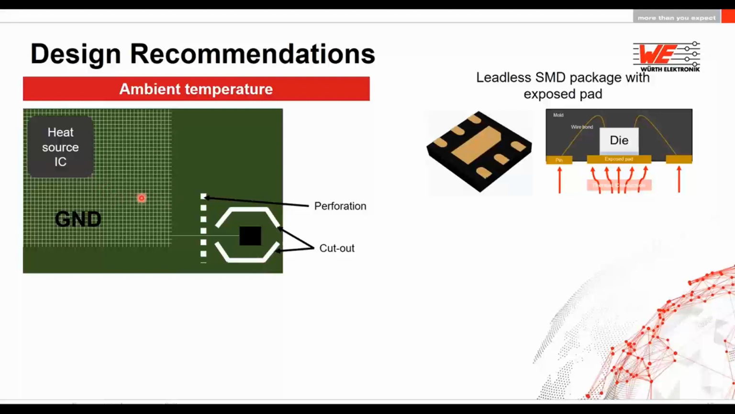Also, the ground plane is the most common thermal conductive element in the whole PCB. So the sensor should be placed outside the whole ground plane, and also the hashed ground plane helps in thermal conductivity.